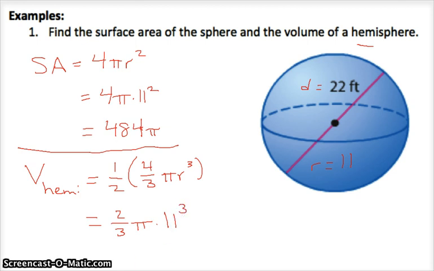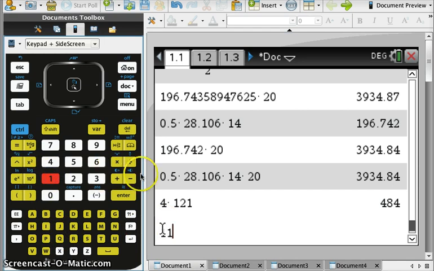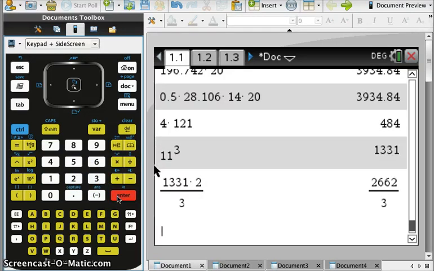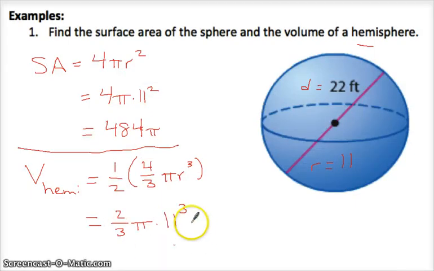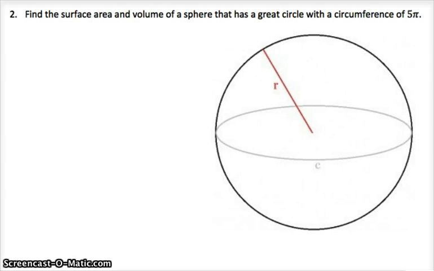Well, 11 cubed on the calculator, you should have probably seen this in the last section: 11, this is the exponent button, 3, and I'm supposed to take this times 2/3. I get 2662 over 3. So the best answer I like for this is 2662 over 3 times pi. You can either stick the pi out here or put it in the numerator, that's okay too. And again, that's perfectly fine for answers on this test. You don't have to go to decimal land if you don't want to, and I don't want to.